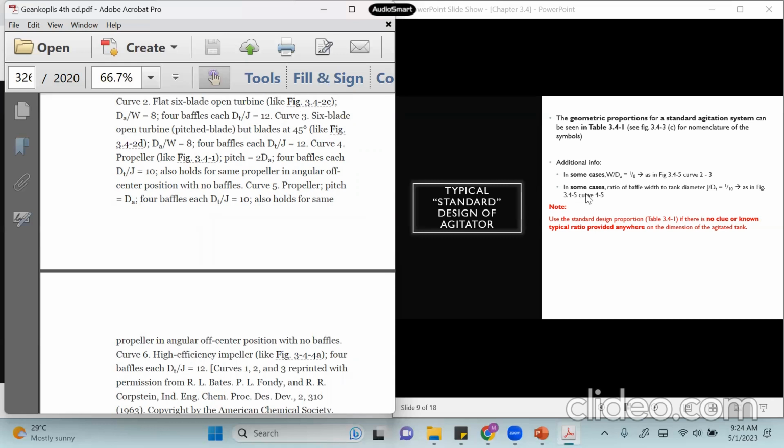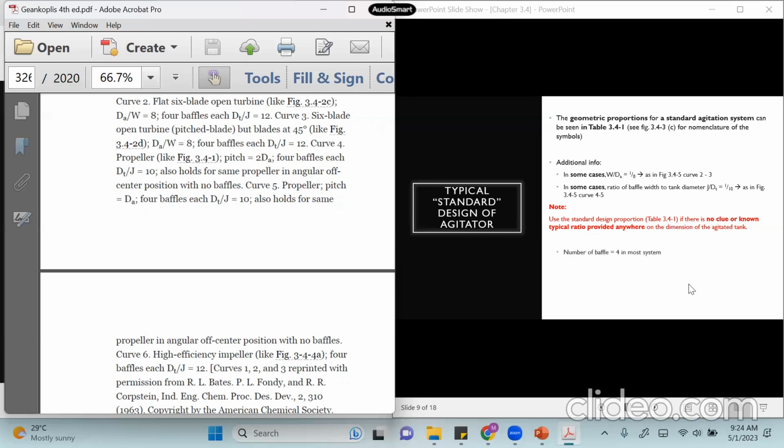So you have to pay attention to the problems, because not all will follow table 3.4-1, but some will follow the curve. This is an important note, that's why I put it in red. If you don't know anything, no clue, no known typical ratio provided anywhere in the problem, use the standard design proportion, table 3.4-1. However, if there is a clue or a known typical ratio provided in the problem, then you have to follow that.